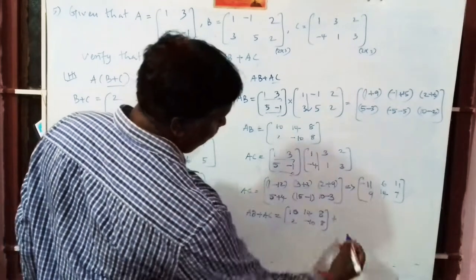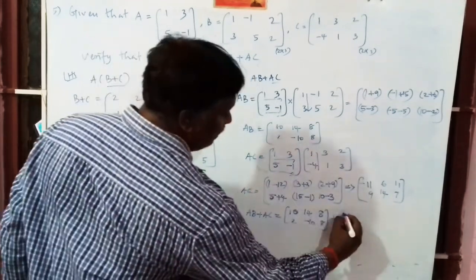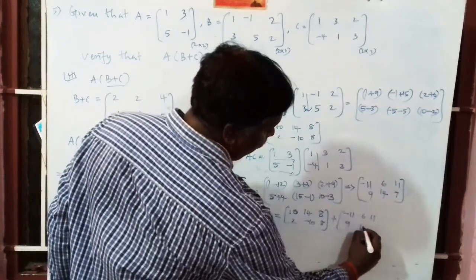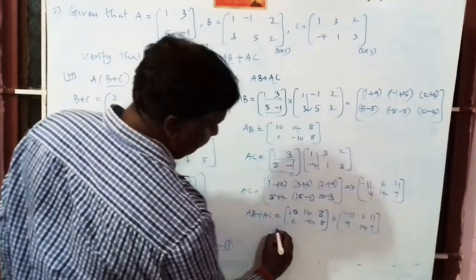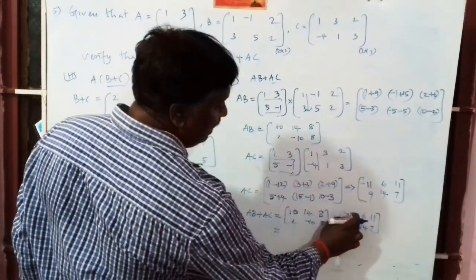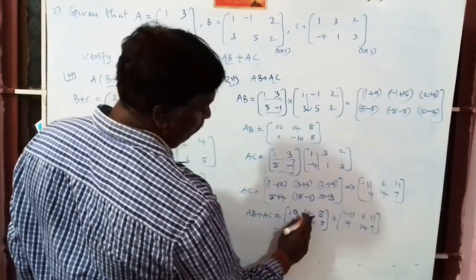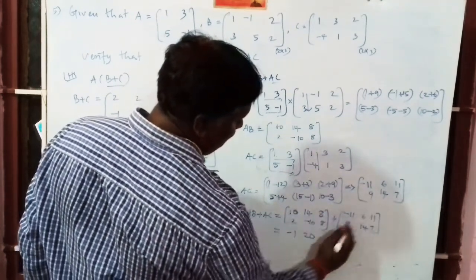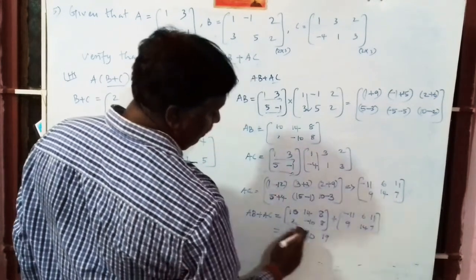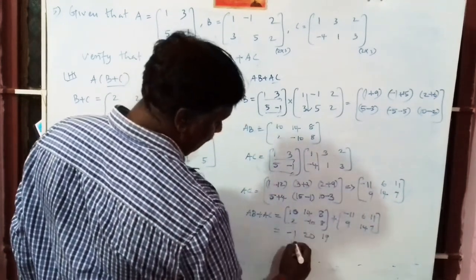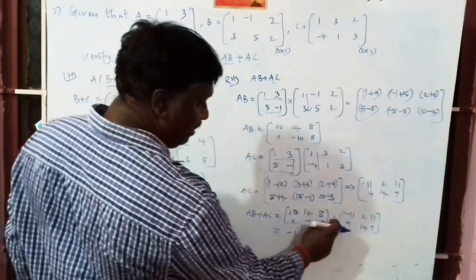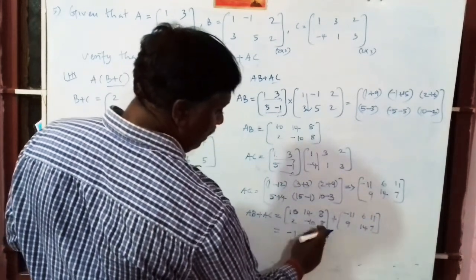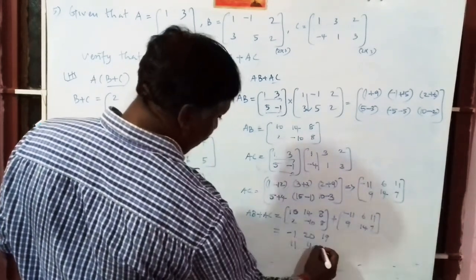Plus AC equal to what is the value? Minus 11, 6, 11, 9, 14, 7. Simplify. 10 minus 11, so remaining value is minus 1. 14 plus 6 is 20. 8 plus 11 equal to 19. 2 plus 9 equal to 11. Minus 10 plus 14 equal to 4. 8 plus 7 equal to what is the value? 15.